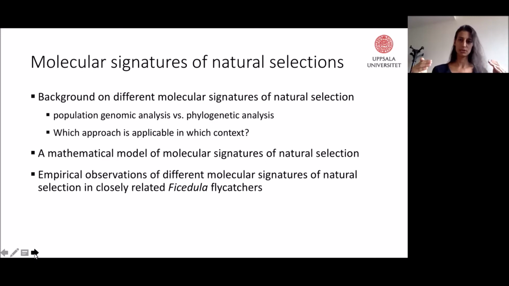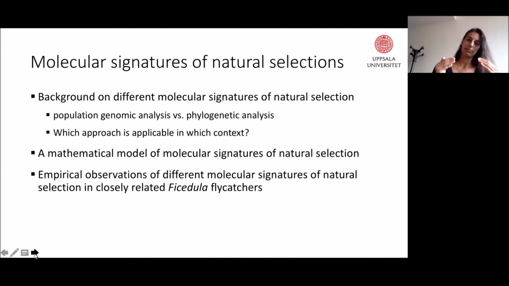If we have two approaches, this means we are led to the question, which approach shall we use in which context? Which means which approach shall we use for which study system, but also which research question. This is a question that has interested me quite a lot over the past years. Together with my collaborators, we have been looking at it first from a mathematical perspective in order to get a better conceptual understanding of what we are actually measuring with the different measures that we see in the genome of natural selection, and what processes influence those measures.